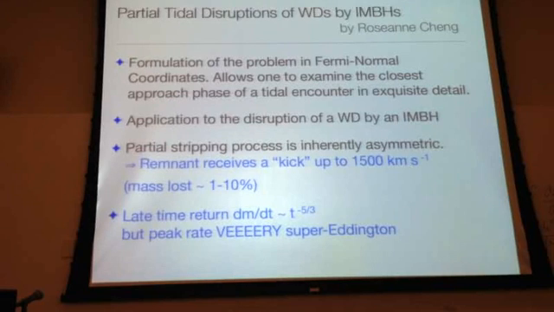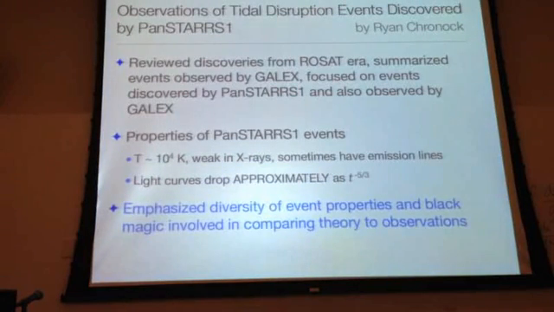Okay, so now I'm going to backtrack a little bit and go to the observational talk. I wanted to group the theory talks together. Brian Chornock gave the observational talk where he reported tidal disruption events discovered by Pan-STARRS. In the process, he gave a review of discoveries from ROSAT, where the temporal sampling was kind of sparse. You had to rely on whenever the observations were available.